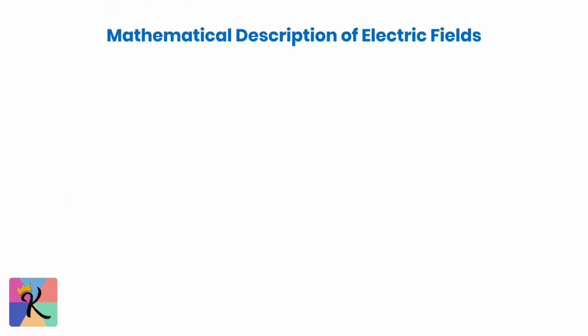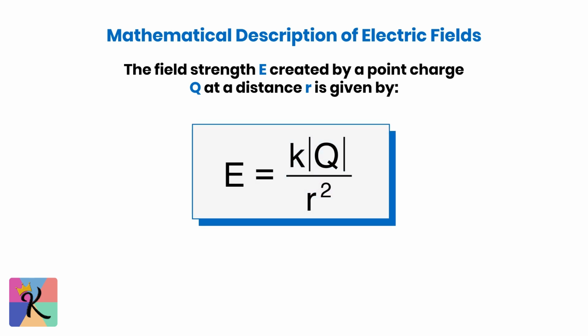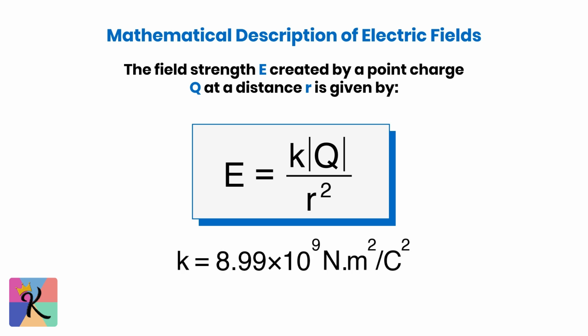Let's define the electric field mathematically. The field strength E, created by a point charge Q at a distance r, is given by E is equal to kQ over r squared, where k is Coulomb's constant, 8.99 times 10 raised to power of 9. This equation tells us that the field depends on the charge Q and the distance r.